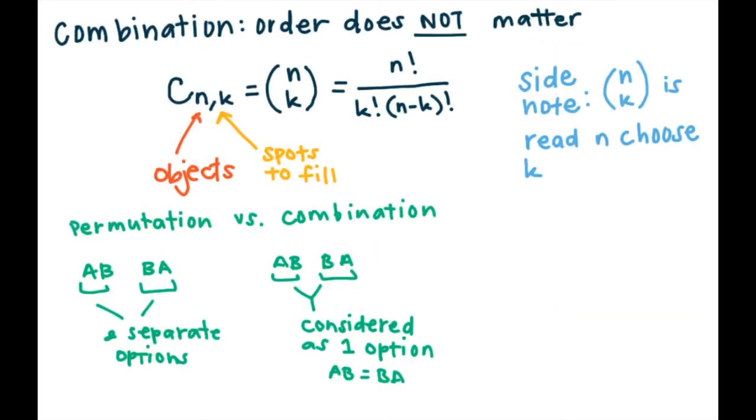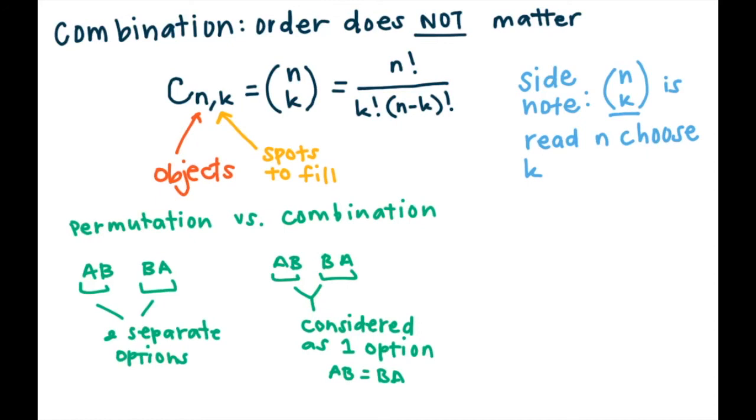So for combinations, order does not matter. And the formula we use is C(n, k), again where n is dealing with our objects, k is spots to fill, equals n choose k. So whenever you see n over k like this, that means n choose k. Okay, and that's equal to n factorial over k factorial times (n minus k) factorial.